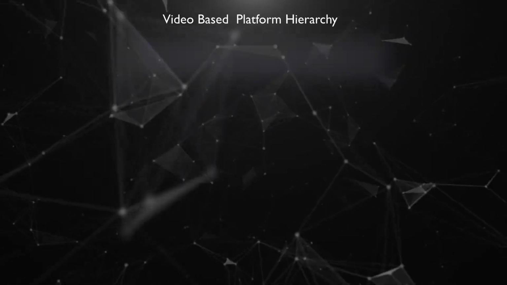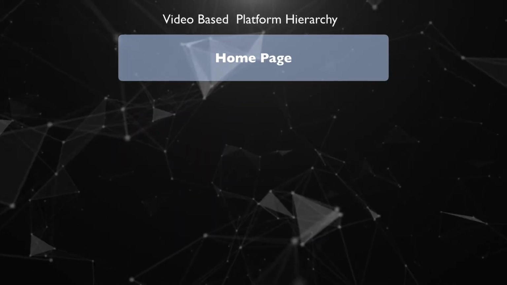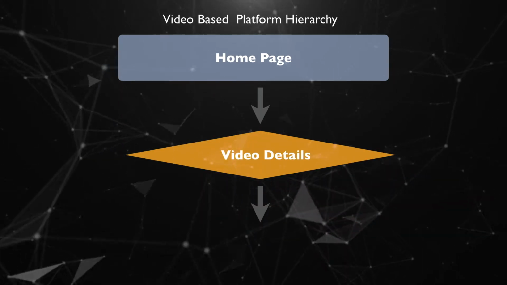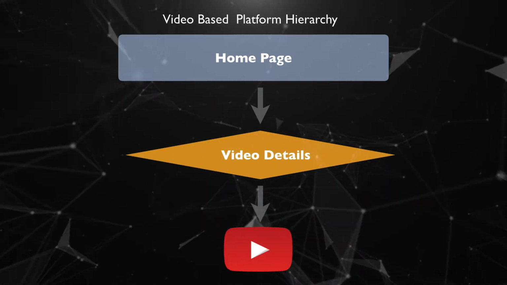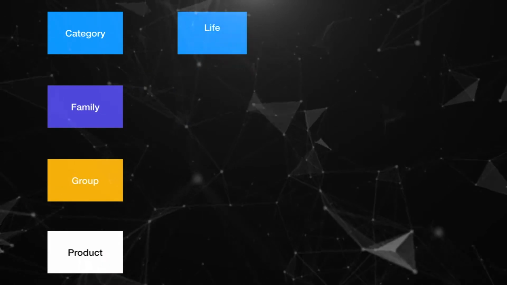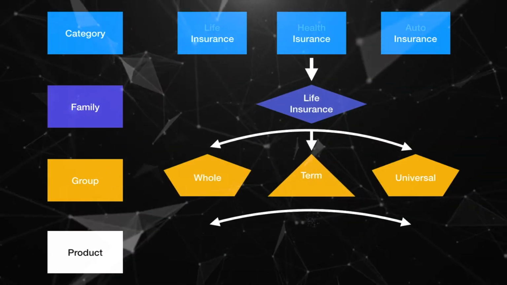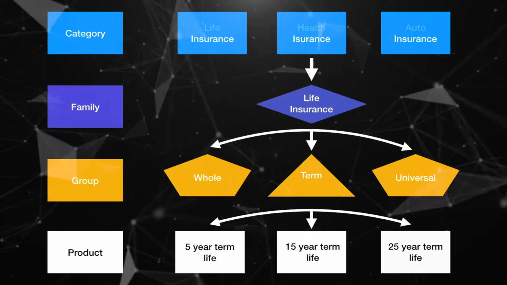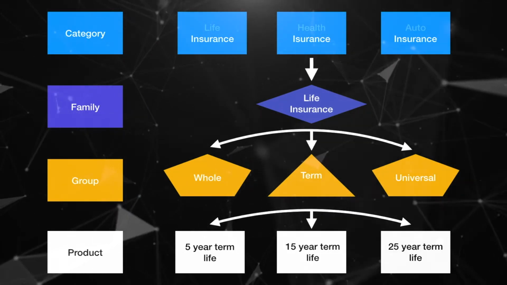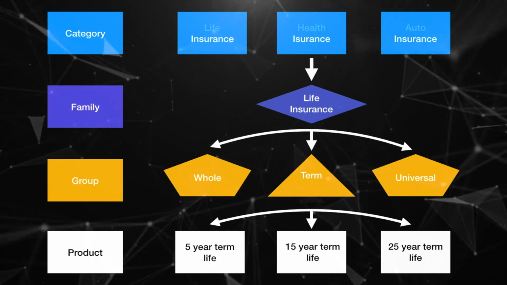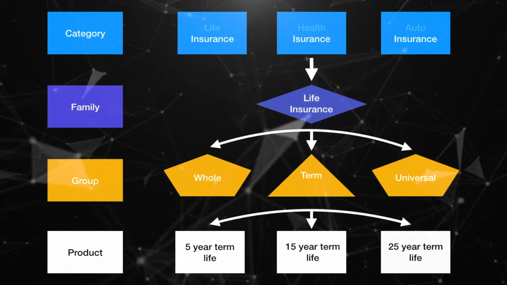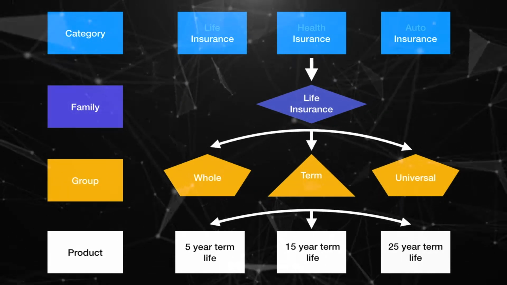The first one, product hierarchy based. For example, on a video-based platform it can be homepage, video details, watch the video. Or a more complex example, in a healthcare insurance product. On the left side of this diagram you can see 4 tiers of product hierarchy, and then next to it the relationship between 3 views between each product or services.